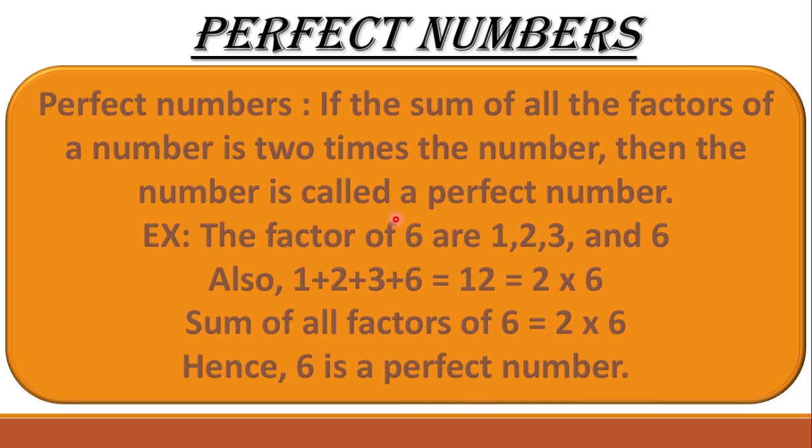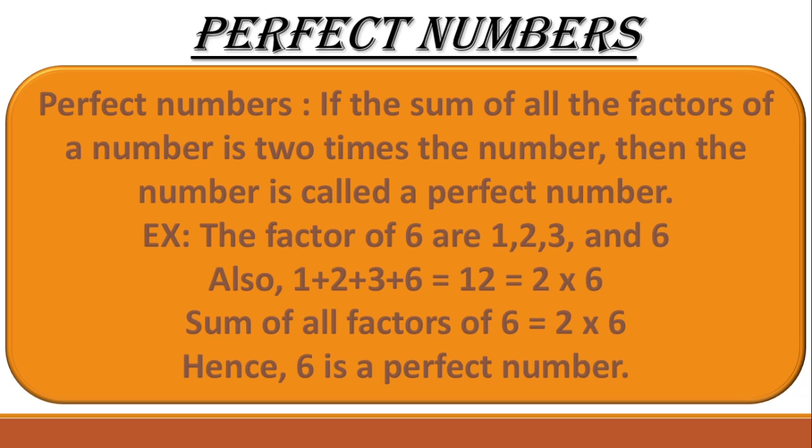Now let's see what are perfect numbers. So if the sum of all the factors of a number is 2 times the number, then the number is called a perfect number. Now let's see an example. Now here we have 6. So what are the factors of 6? 1, 2, 3 and 6 itself.